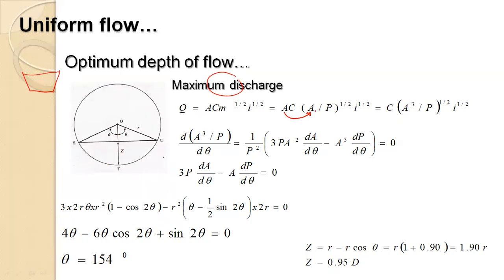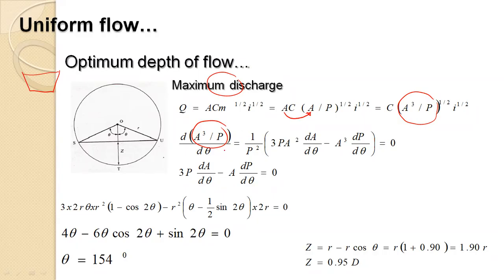A and P both are dependent on the water depth. So in that case, for the maximum discharge, I have to consider A cube divided by P. The reason is when you multiply the velocity expression by A, you get AC into A divided by P to the power of half, I to the power of half. And when you bring this A into the square root, then it would become A squared into A, which is A to the power of 3. So now this whole thing will have to be a maximum in order to have maximum discharge along the pipeline, right?